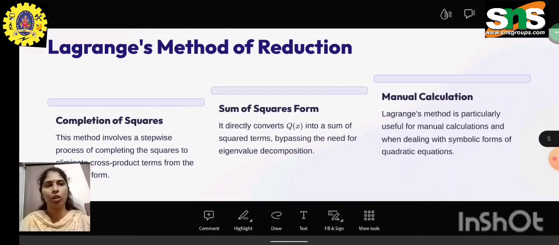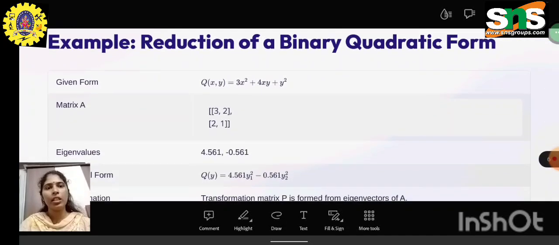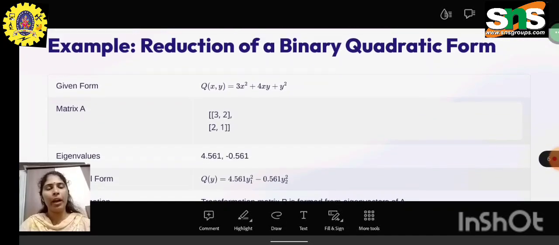Next is Lagrange's method of reduction. First is completion of squares. This method involves a stepwise process of completing the squares to eliminate cross product terms from the quadratic form. Next is sum of square forms. It directly converts q of x into a sum of squared terms, bypassing the need for eigenvalue decomposition. Next is manual calculation. Lagrange's method is particularly useful for manual calculations and when dealing with symbolic forms of quadratic equations.